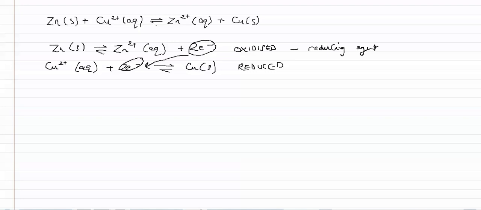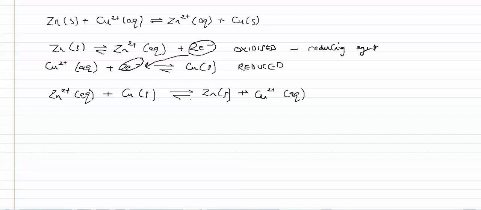But you'll notice this is an equilibrium reaction. So an alternative would be to consider the reaction in the opposite direction. So you'd have zinc 2+ here, and copper going to zinc and copper 2+. So the question is, how can we tell in which direction the reaction goes, whether we're likely to see the forward reaction like this, in which zinc is oxidized and copper is reduced, or the back reaction as written here, in which the zinc is reduced and the copper oxidized.